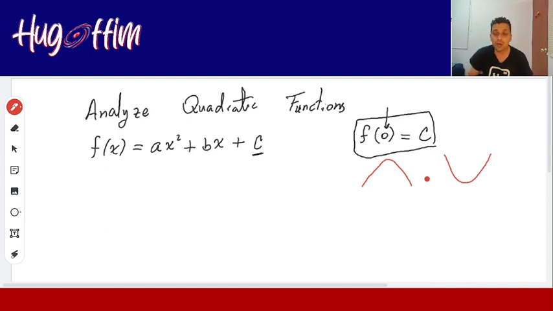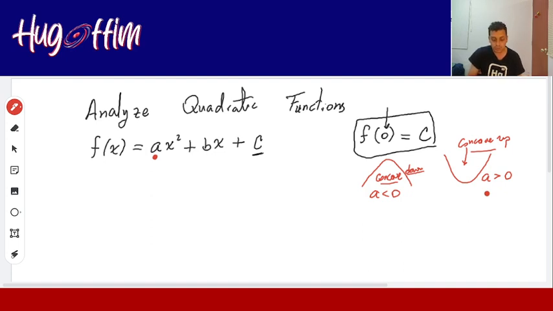Now, how do we know if it's concave up like this one or concave down like this one? The key to know if it's concave up or concave down is given by a. The term a is going to tell you if it's concave up or concave down. If a is less than 0, so it's a negative number, it's going to be concave down. But if a is a positive number greater than 0, it's going to be concave up. It's going to have this form.